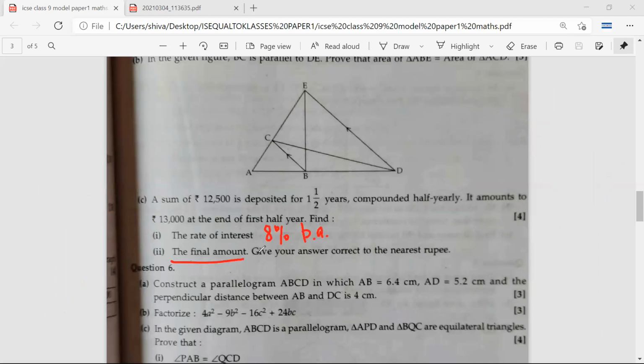How will I find the final amount? So I'll use the same formula. So what value should I put now? In this case, we'll take n as 3. P would be 12,500. What would be R? So I think R would be 8 by 3.